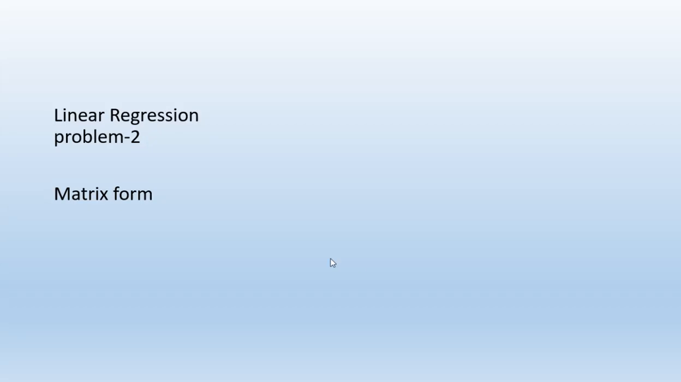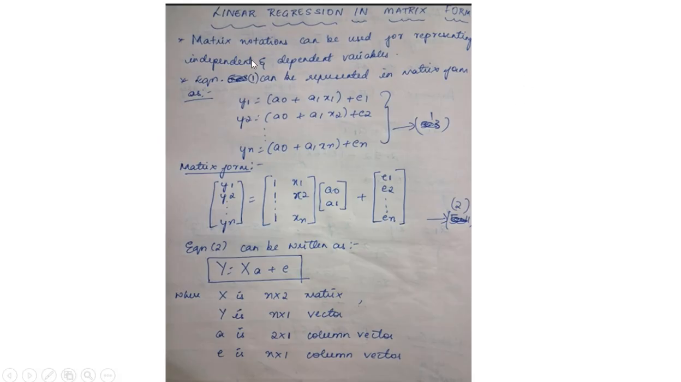In this session we discuss the linear regression problem with respect to matrix representation. So we have discussed how to obtain these linear equations for a linear regression problem. Now this set of equations we are going to map into a matrix form. So convert this to a matrix form.